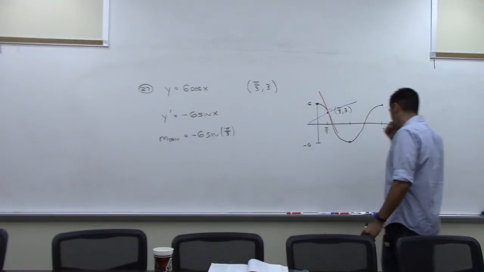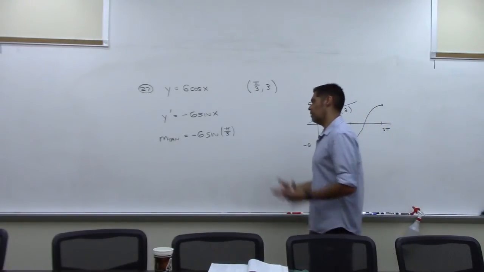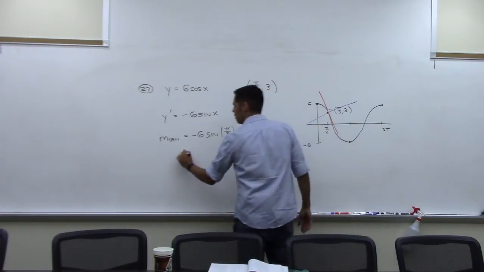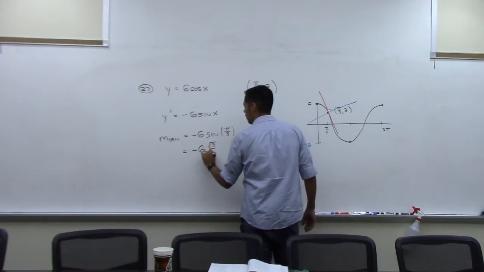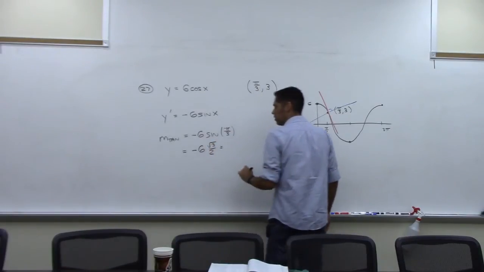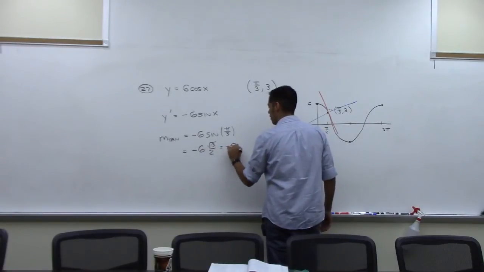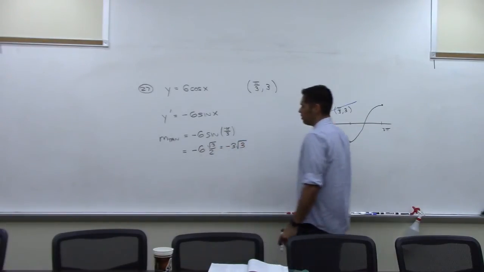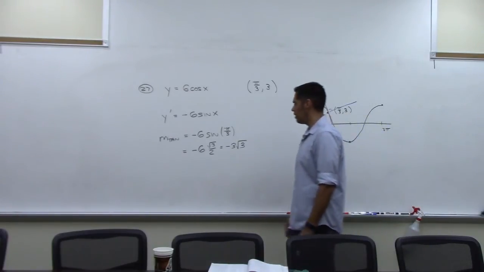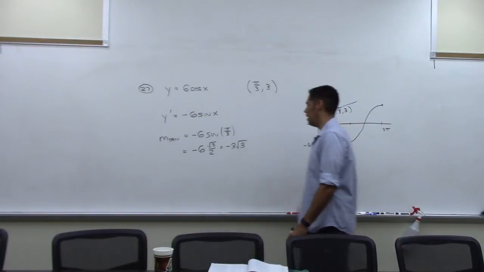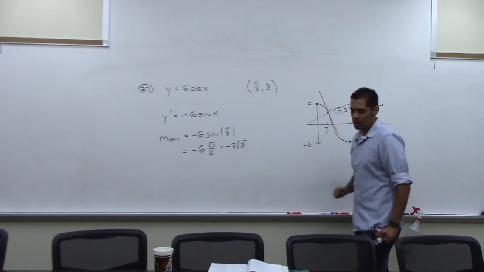Now, what is sine of pi over 3? Well, that's why you took pre-cal. So this is going to be -6. Sine of pi over 3 is root 3 over 2. And this just turns out to be, let's see, 6 and that's -3 root 3. Wow, that's a weird slope. Don't use a decimal, okay? We want exact values here. So this is the slope of the tangent line. Look, it's negative. That makes sense, right? I mean, it matches.